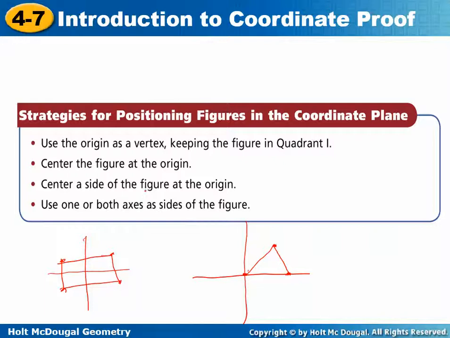You could center a side of the figure at the origin. You can use one or both axes as a side of the figure. So this is one where we most often will do it, and then this if possible. The other ones, you can do that if you want, but it's usually easiest to make 0, 0, the origin, be one of your vertices, and then if you can, go along either the x or the y axis, or even both if it's like a square or a rectangle, in order to make the sides.